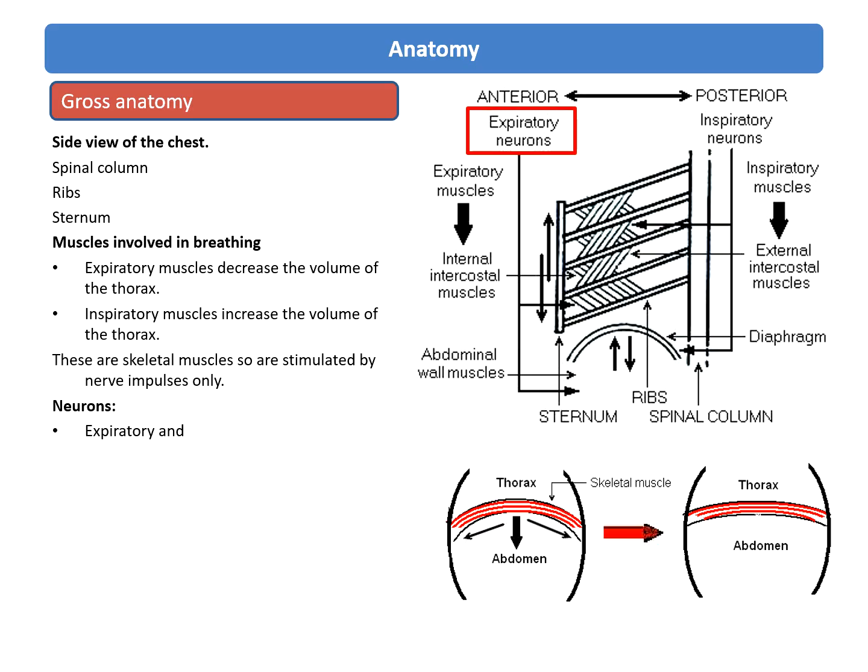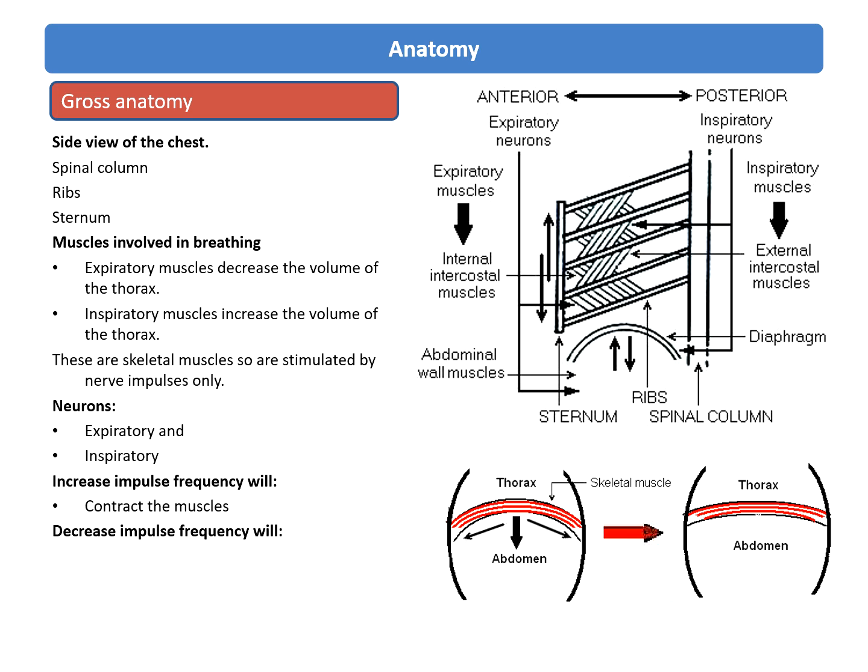Neurons include the expiratory and the inspiratory neuron supply to the muscles. They increase impulse frequency, which will contract the muscles. By decreasing impulse frequency, the muscles will relax.